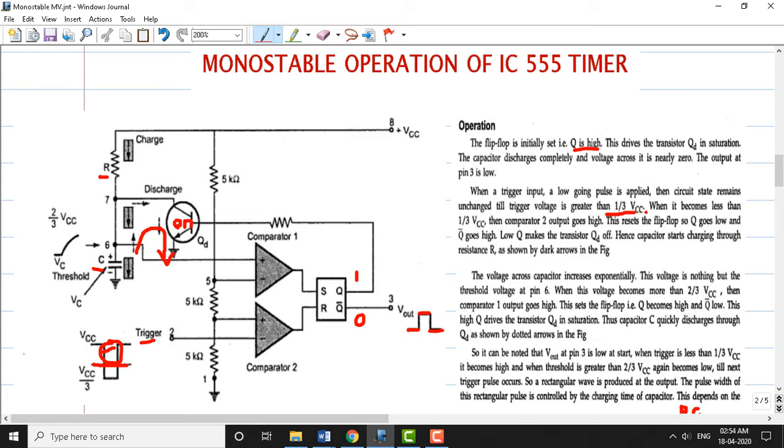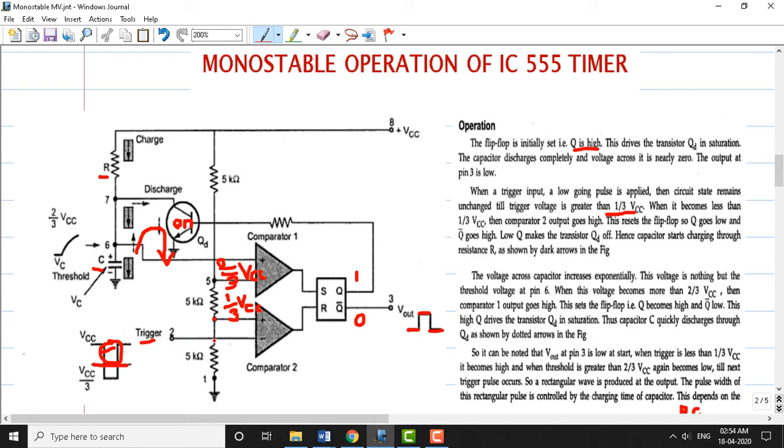But now what happens when the trigger input goes less than this 1 by 3 VCC? We'll see that. So when it becomes less than 1 by 3 VCC, here the voltage trigger input drops less than 1 by 3 VCC. So already we know that the existing voltage here is 1 by 3 VCC. This is a constant voltage 1 by 3 VCC exists at this node, and at this node there is 2 by 3 VCC exists here, and this is 2 by 3 VCC exists here. So now here we applied a negative pulse, which is less than 1 by 3 VCC. So already there is a VCC by 3 applied to the non-inverting terminal of the op amp.